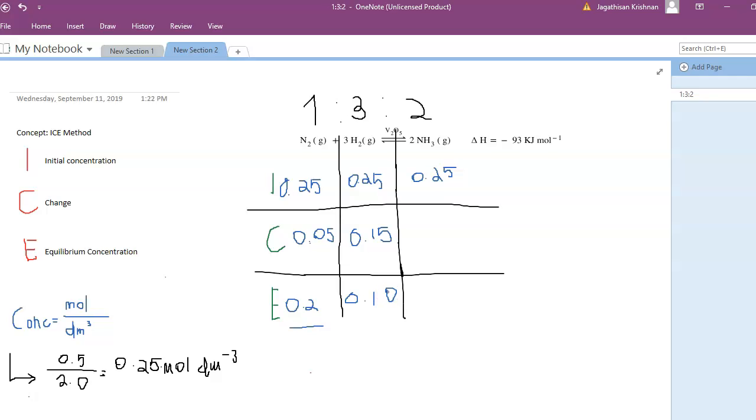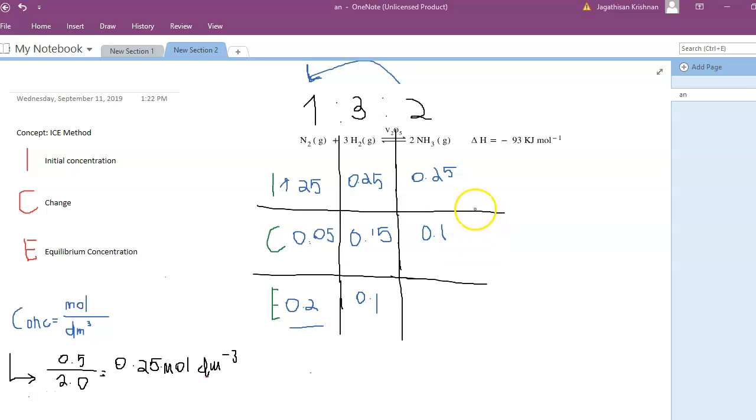The concept for ammonia is the same. So the molar ratio of nitrogen to ammonia is 1:2. So the change of ammonia is twice the amount of nitrogen. So if you take 0.05, you times 2, you will get 0.1. So the change is 0.1.